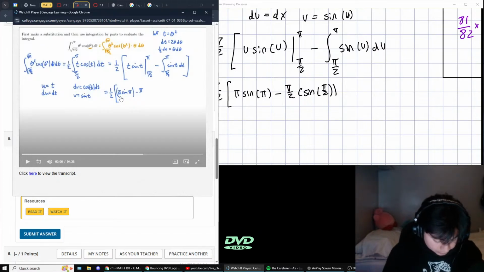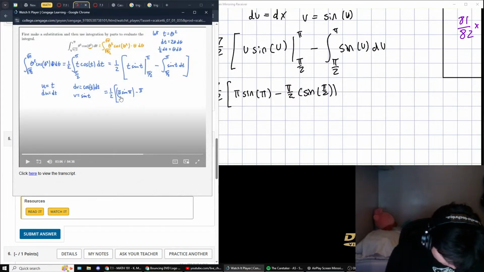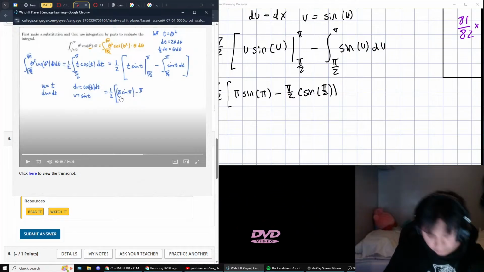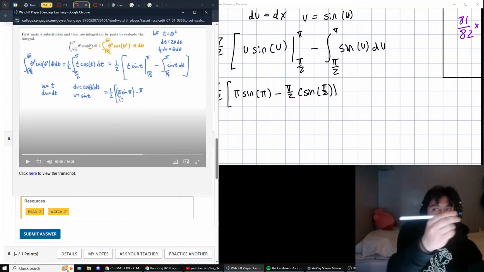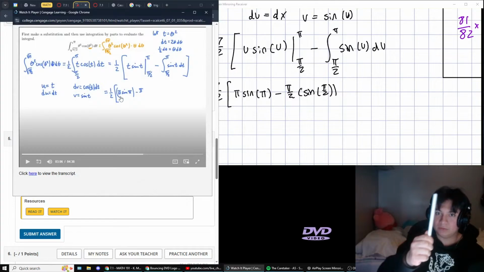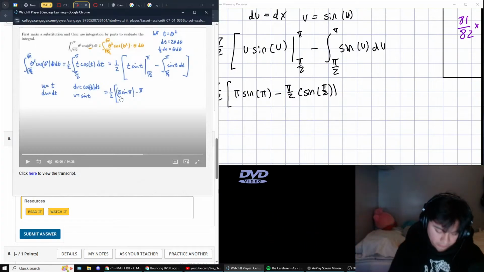Sine of pi is just 1. Don't flame me for that. For those of you guys who do know the answer, don't flame me if it's wrong. It's 0. I'm stupid. Okay, sine of pi is 0 because it's on that line.